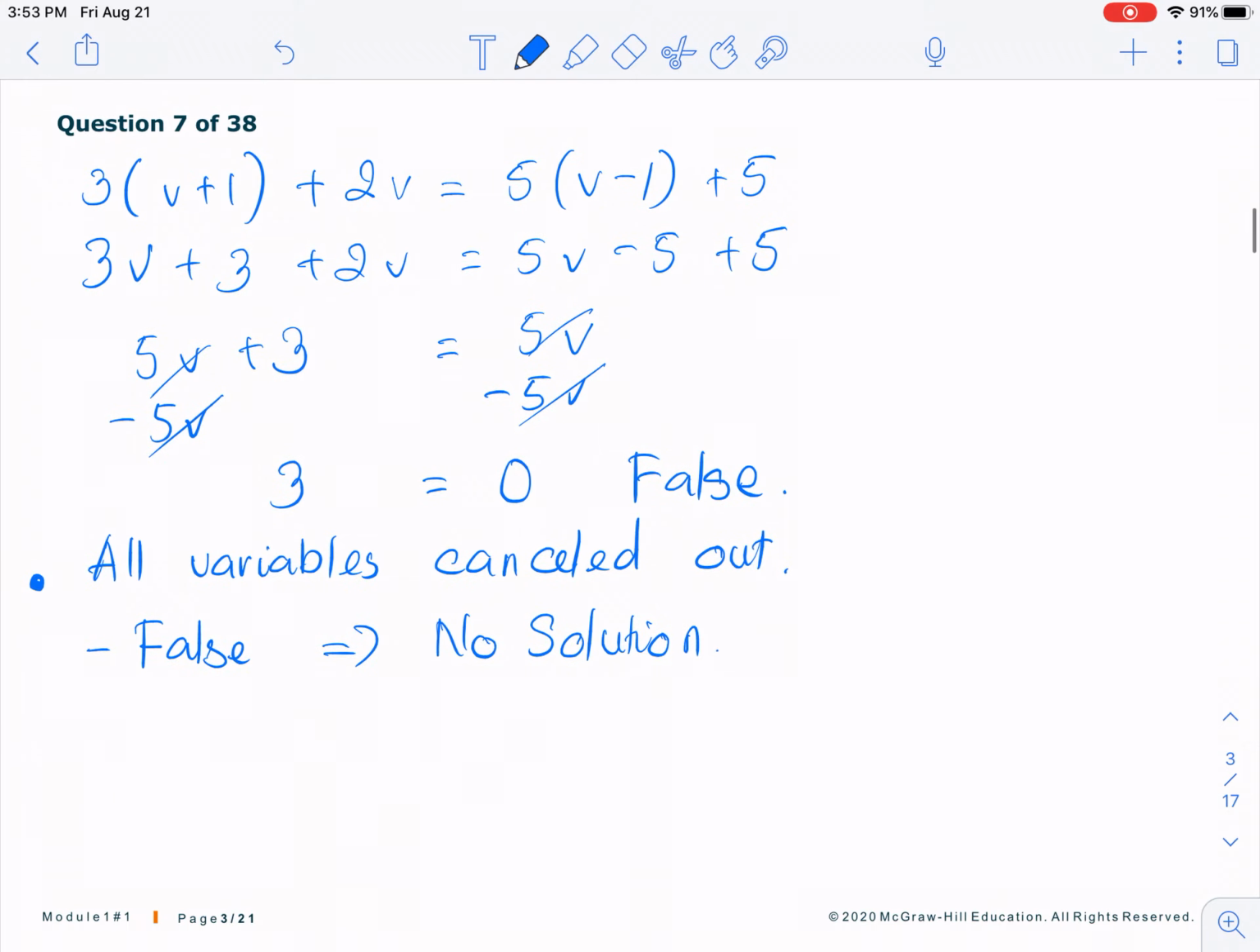If all variables cancel out and you have a true statement, so you ended up with something like 2 equals 2, 5 equals 5, 0 equals 0, that means all real numbers. So the solution is all real numbers.